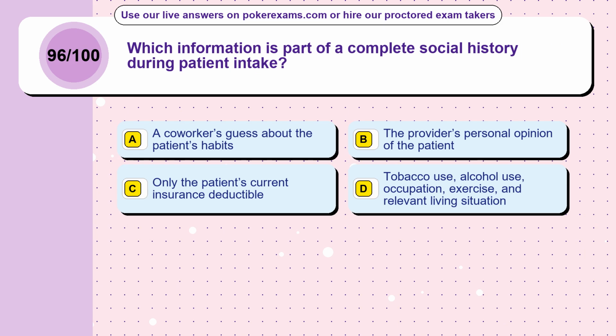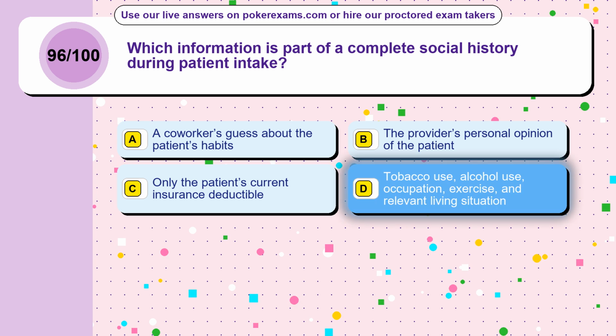Question 96. Which information is part of a complete social history during patient intake? Option A, a coworker's guess about the patient's habits. Option B, the provider's personal opinion of the patient. Option C, only the patient's current insurance deductible. Option D, tobacco use, alcohol use, occupation, exercise, and relevant living situation.